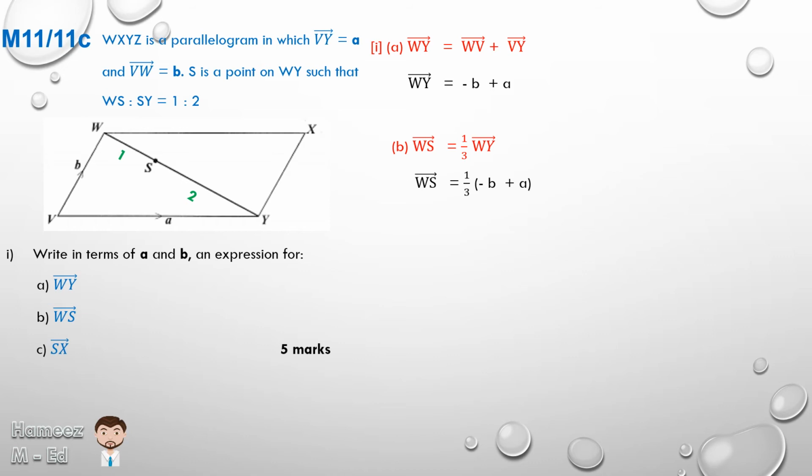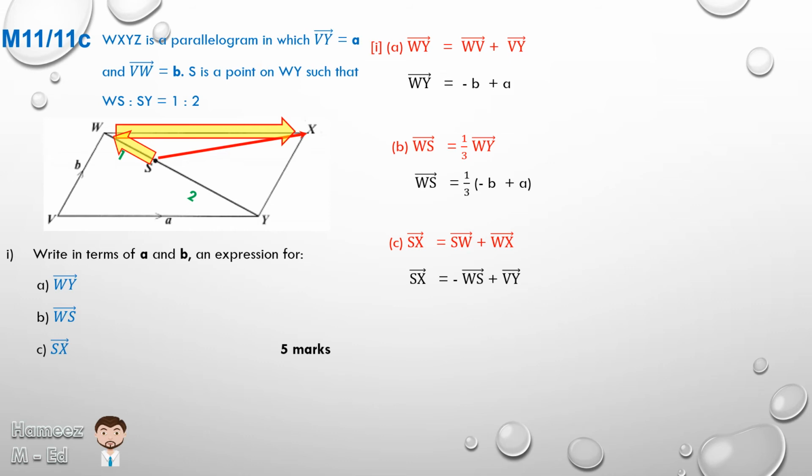Part C now, find SX. We're drawing a line from S to X as a red arrow. So how do we pass here? We can go from S to W and W to X. Now SW is minus of what we've just found in part B. It's the same magnitude, 1/3 minus b plus a, but it's in the opposite direction. So we have to put a negative sign in front of it.